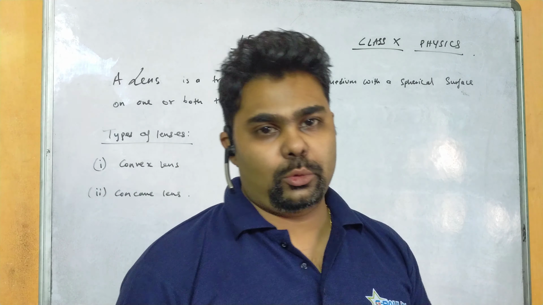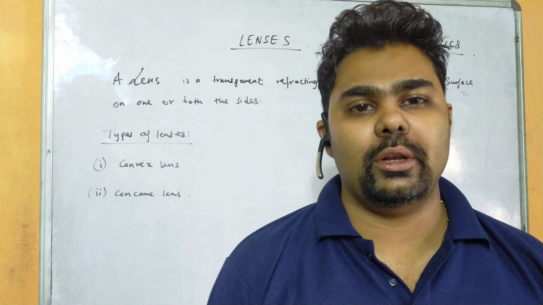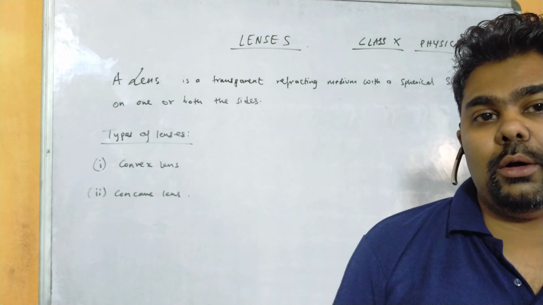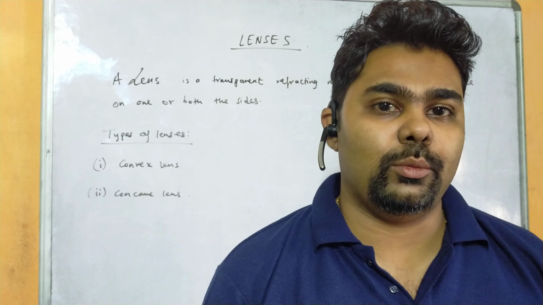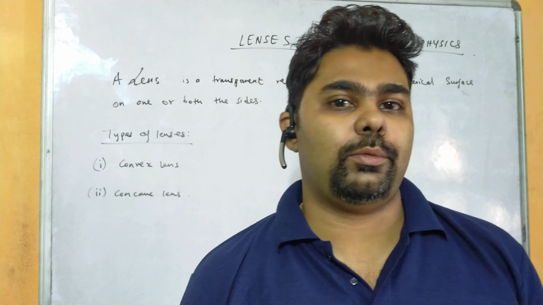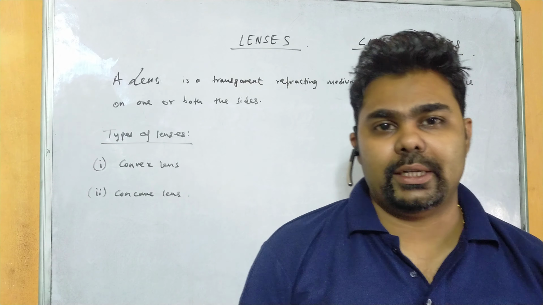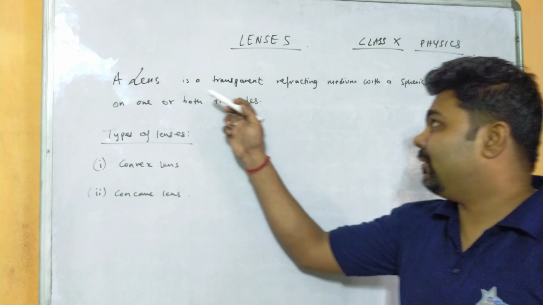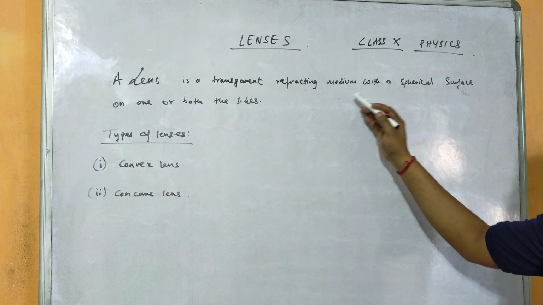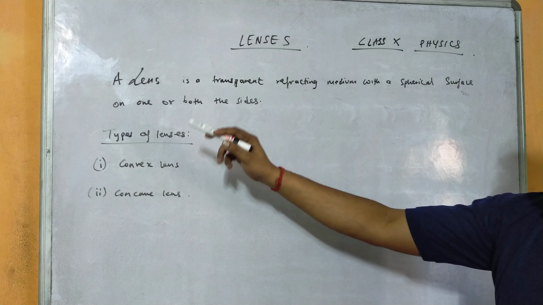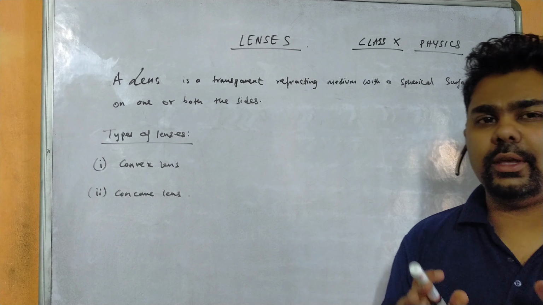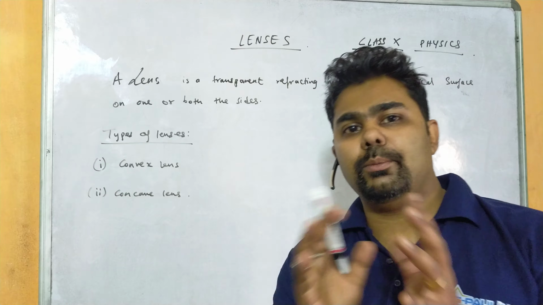Morning students. So this is the next video tutorial on the next chapter, that is lenses. In the previous chapter we have seen how light changes its direction when it moves from one transparent medium to another transparent medium. So here we have another refracting medium through which the light transfers, that is lens. A lens is a transparent refracting medium with a spherical surface on one or both the sides. So a lens can have a curve in one side or in both the sides.